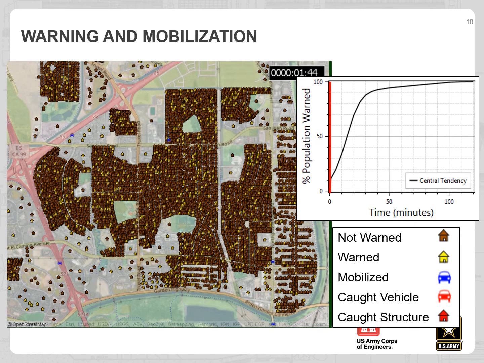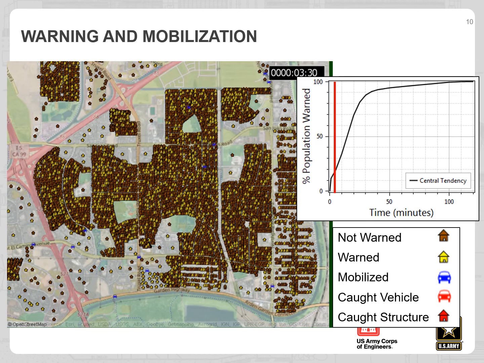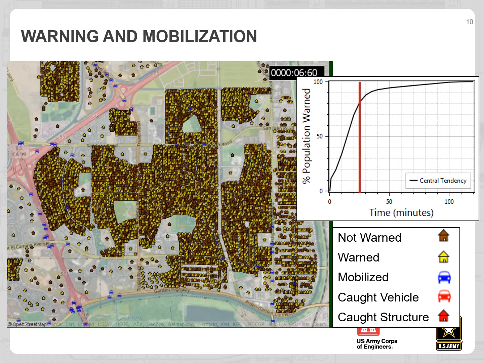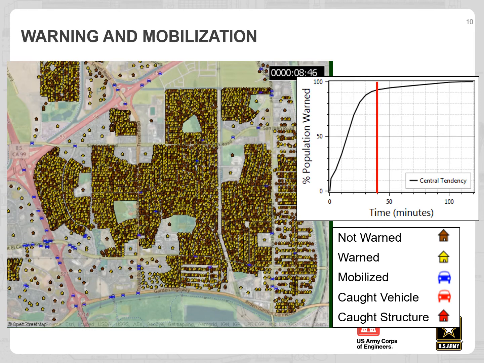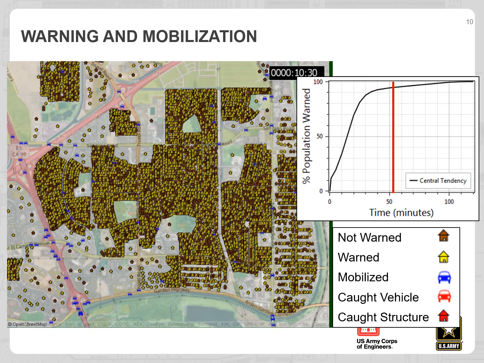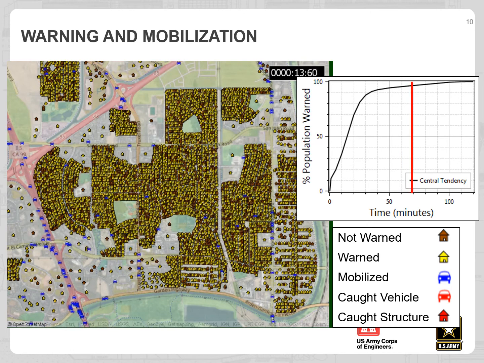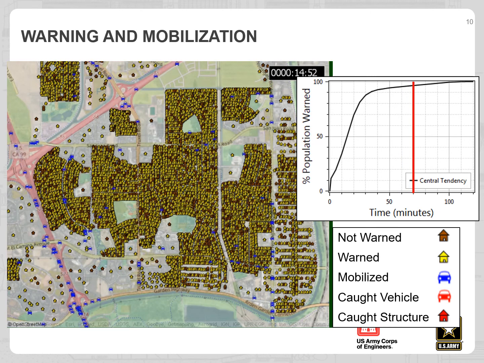As you can see here, brown structures are turning yellow, meaning the people in that structure received a warning. Once people who have received a warning decide to take protective action, they turn into a blue car and begin evacuating along the road network. As these vehicles are evacuating, they're interacting with other vehicles on the road, creating potential traffic jams, and interacting with the flood wave as it's propagating through the system.